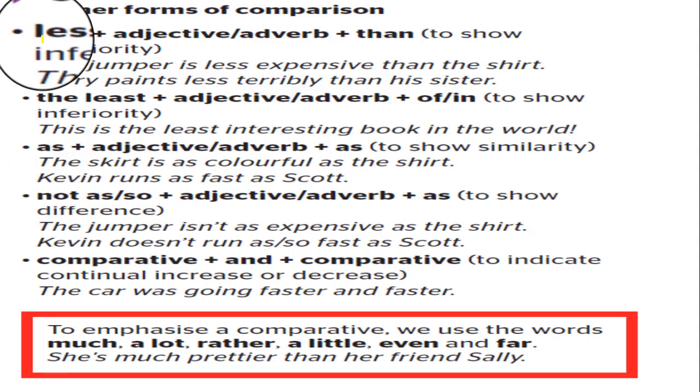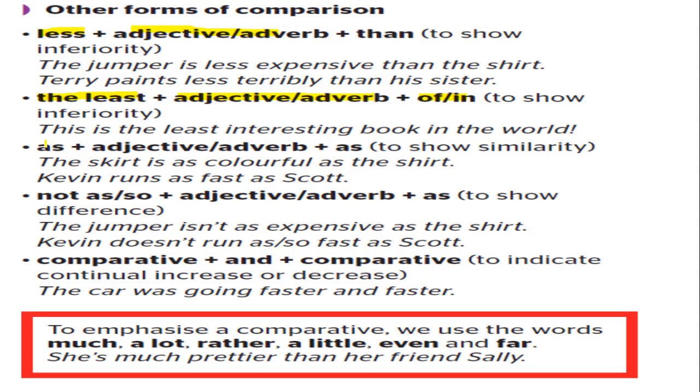You can use the form less plus adjective or adverb plus than to show inferiority, like the jumper is less expensive than the shirt, or Terry paints less terribly than his sister. You can use a second form, which is the least, followed by an adjective or an adverb, followed by of or in, to show also inferiority, like in, this is the least interesting book in the world.